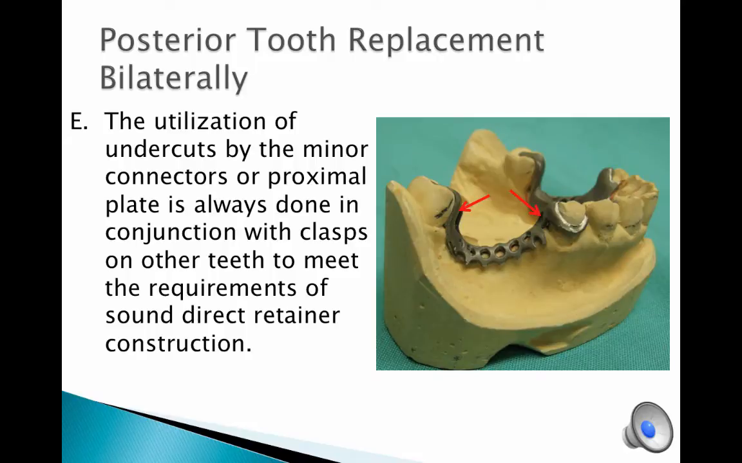The utilization of undercuts by the minor connectors or proximal plates is always done in conjunction with clasp on other teeth to meet the requirements of sound direct retainer construction. This partial framework demonstrated here was actually redone. It utilized too much of an undercut on that posterior molar, which inhibited the rotation of the prosthesis into place. It did not allow for proper design of a good guide plate on the anterior abutment and for ease of placement of the anterior clasp assembly.